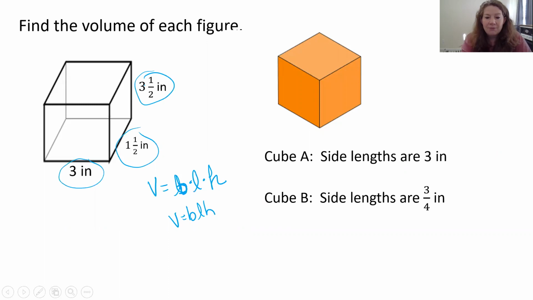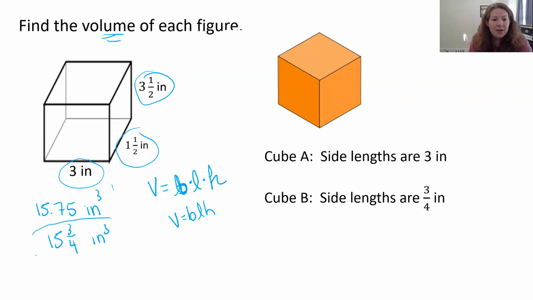Anytime I can turn a fraction into a decimal, I'm going to. So 3.5 times 1.5 times 3, and I get 15.75. And then inches times inches times inches is inches cubed. Volume's always cubed, area is always square. Or I could write 15 3/4 inches cubed. So volume's the easiest thing to do. You just multiply the 3 dimensions together.